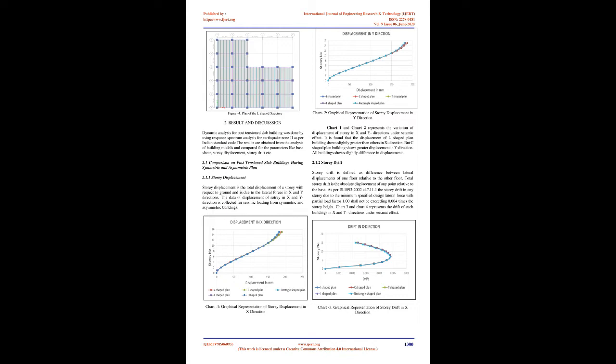B. Material properties of the building. Grade of concrete: M40. Grade of steel: Fe500. C. Post-tension strand details. Ultimate strength: 1860 N/mm2. Nominal area of strands: 98.7 mm2. Strand diameter: 12.7 mm.